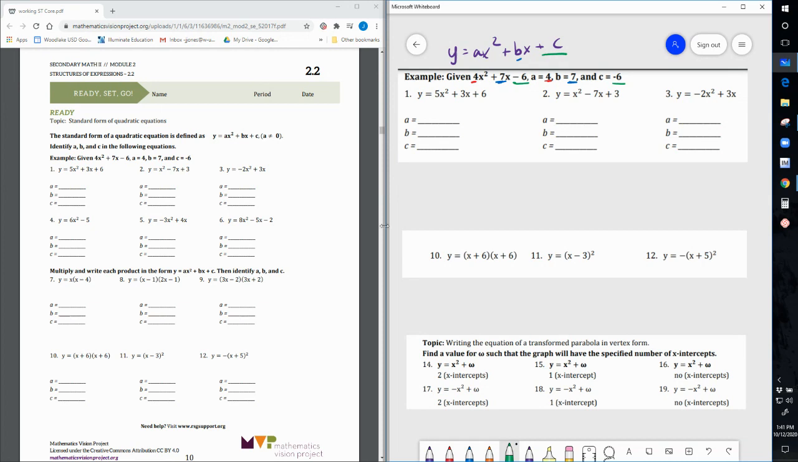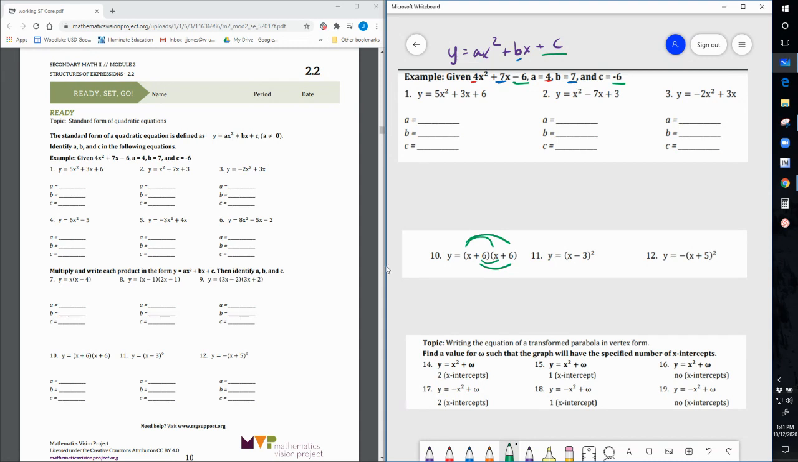Easy peasy lemon squeezy. All right, 7 through 12. Those ones are similar, but you have to multiply first. So you have to distribute, or use the FOIL method, or whatever you've got to do. I just want to remind you, I'm not going to do number 10 for you. Remember, we're going to multiply all these things together and then these things together, and then you're going to combine like terms, and you should get an equation in the form ax squared plus bx plus c.